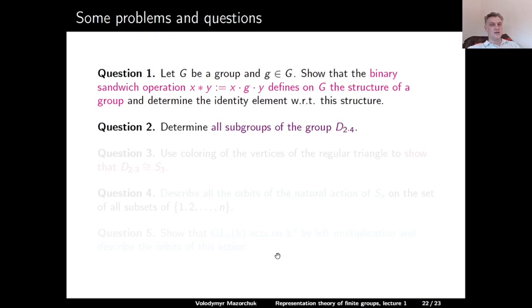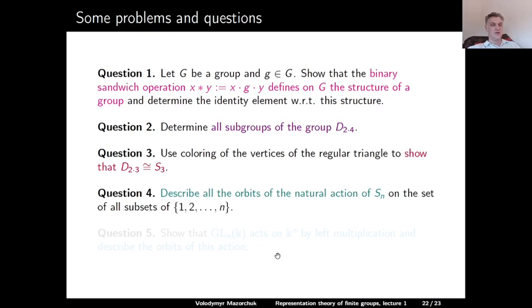Question 2, determine all subgroups of the group D_2*4. Question 3, use coloring of the vertices of a regular triangle to show that D_2*3 is isomorphic to the symmetric group S_3. Question 4, describe all the orbits of the natural action of S_n on the set of all subsets of the set from 1 to n.